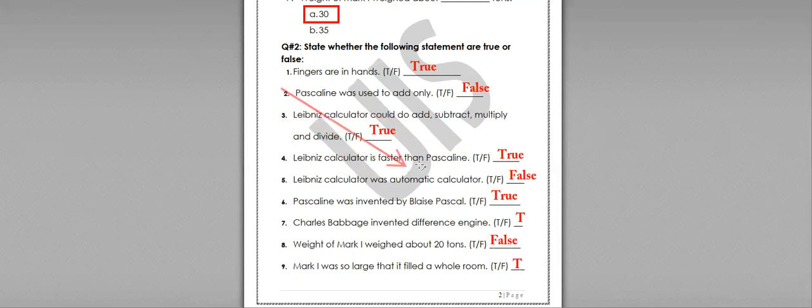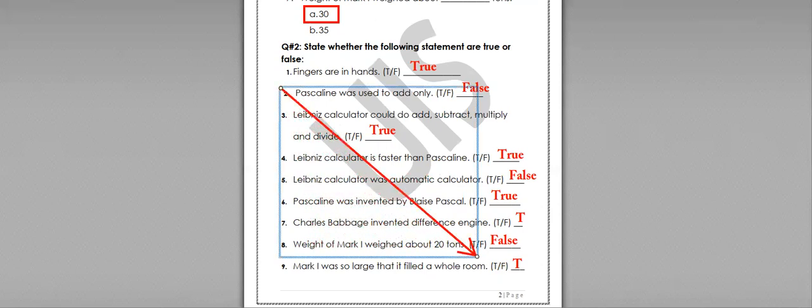Leibniz calculator was an automatic calculator. It's false. Why is it false? Because you have to move the hand gears. All the previous machines were normally controlled by hand, levers or gears. Pascaline was invented by Blaise Pascal. It's true. Charles Babbage invented the difference engine. It's true. Weight of Mark 1 is about 20 tons. It's false. The right weight for the Mark 1 is about 30 tons. Mark 1 was so large that it filled a whole room. Yes, it's a very big computer and it needs a complete room to set up.